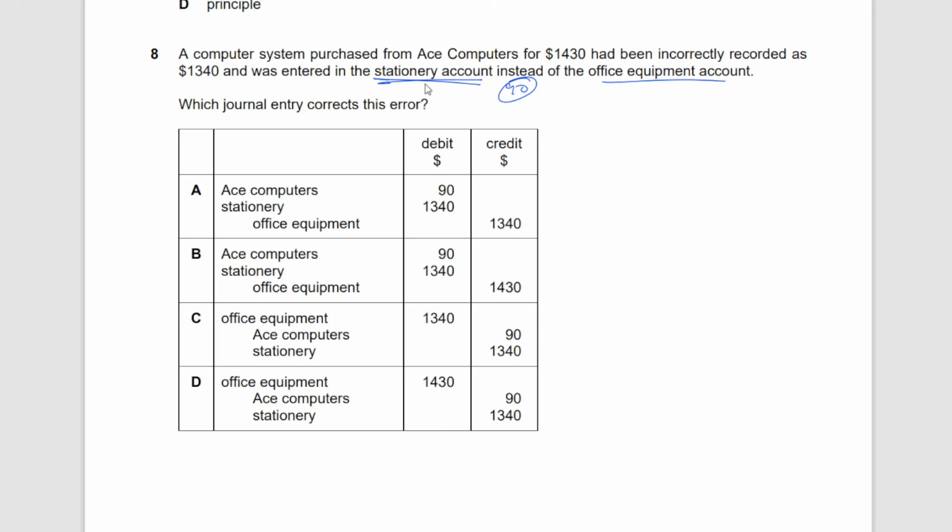Step number 1, let's fix the mistake. Let's credit the stationery account because that had nothing to do with it. 1340 credit in the stationery account. It's one of these two options, the last two ones, right?